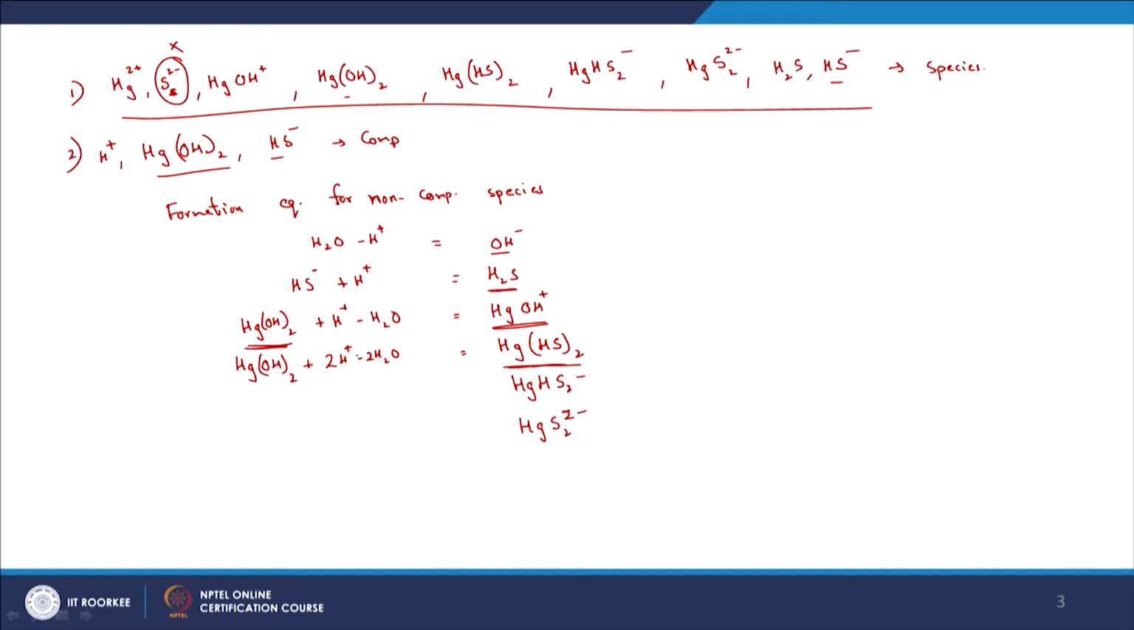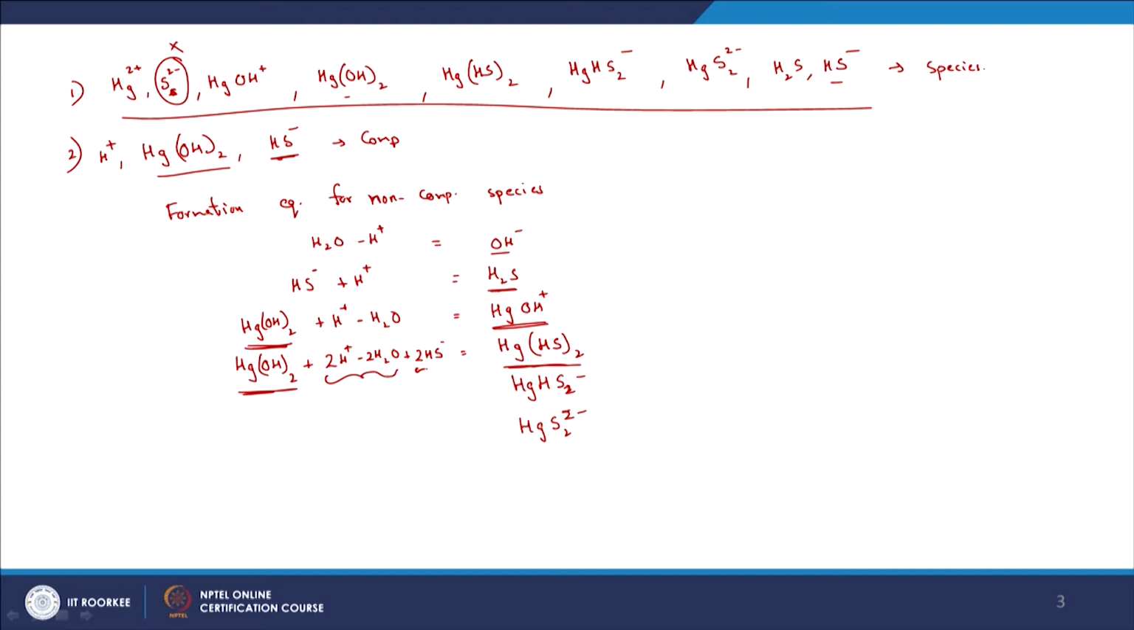And obviously to be able to arrive at HS, I need to add HS, and HS is again my component here. So I need to add two HS minus. So that's what I have here. And with that, if you look at HgOH twice, I need to remove the 2 OH minus. So that's what I'm doing here by addition of 2 H plus. And I need the HS, so that's why I'm adding 2 HS minus.